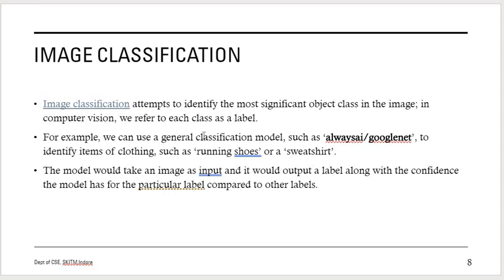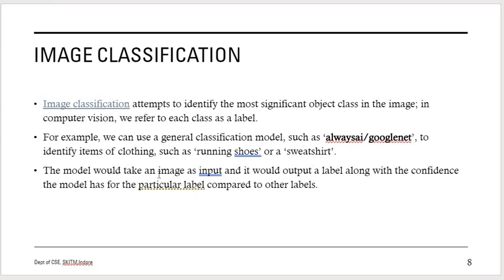In computer vision, we refer to each class as a label. Here we have used a general classification model. Generally we are using the GoogleNet to identify clothing, like if I am looking for a particular Adidas brand t-shirt, where it is available. If I am looking for sports shoes of some brand like Skechers or Puma, I will say that I particularly want sports shoes for morning walk purposes, or some other purpose, with some specific colors. That will help us to correctly identify the image.